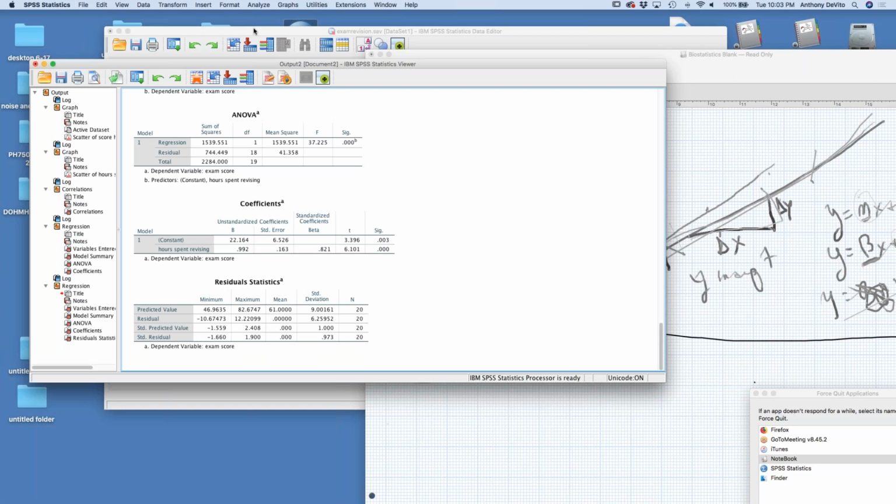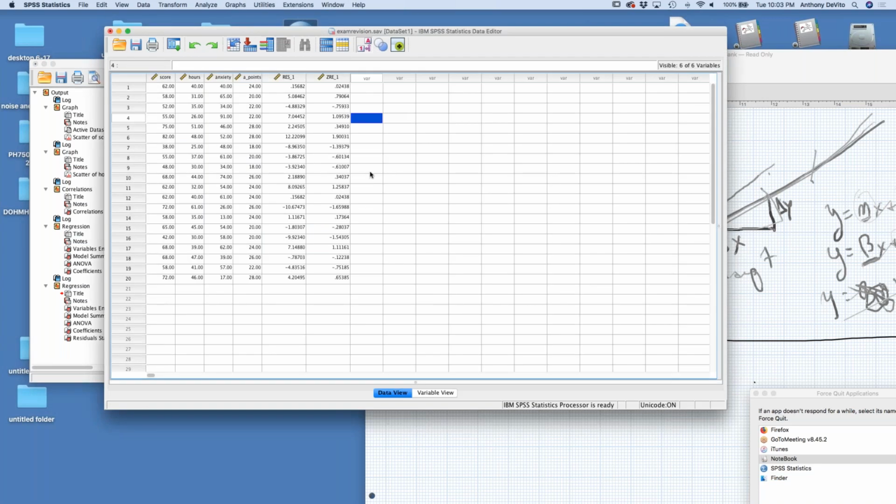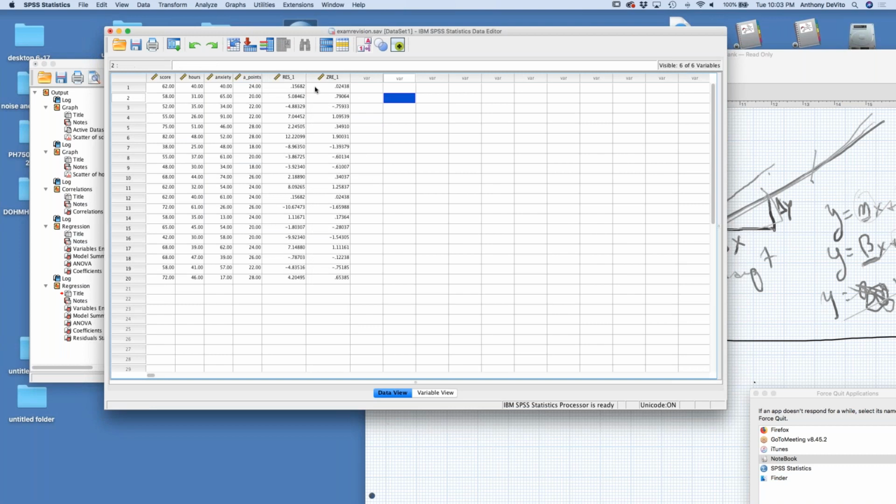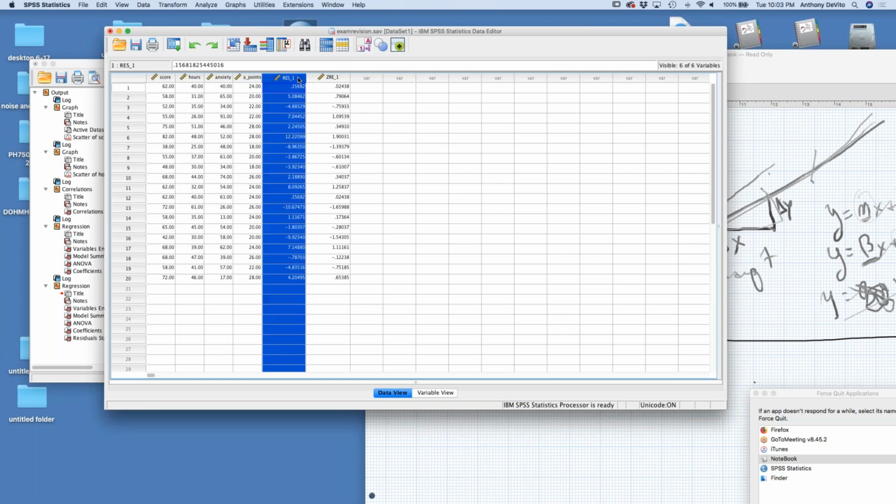Well, if we look back here, and this is something we haven't seen before, we look back at our data set again. Now, there are two new variables here that weren't here before. One is the residual value.